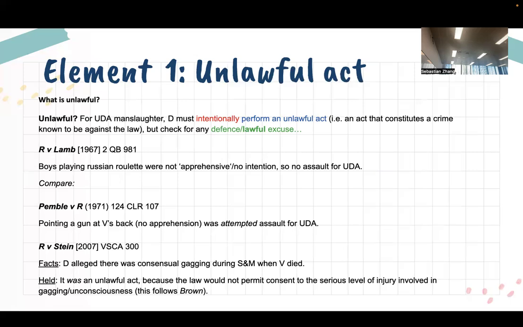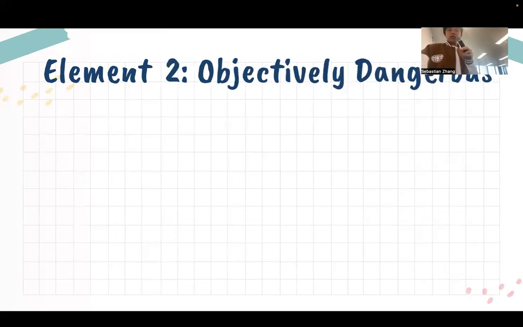Pointing a gun at the victim's back was attempted assault. So even though there was no apprehension, there was an attempt. In criminal law 2, you will learn about attempt. And therefore, it was made out as well for unlawful act. And then there was the case where there was a consensual SAN. When V died, it was an unlawful act, because the law would not permit consent. Remember this case from when we first started off. So these are just some cases by analogy. The fundamental law doesn't change. So let's look at element 2 now.